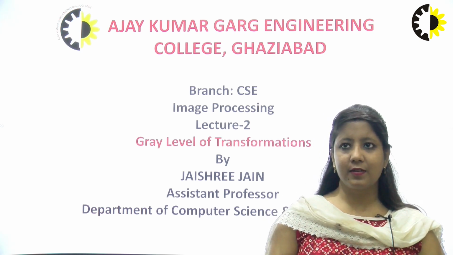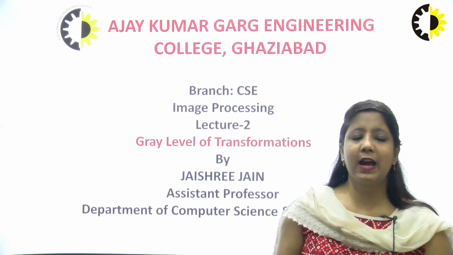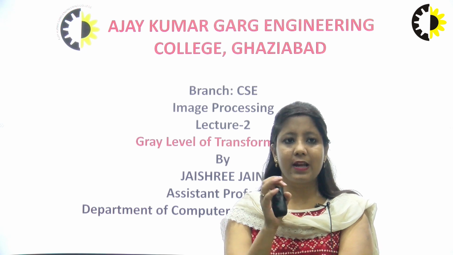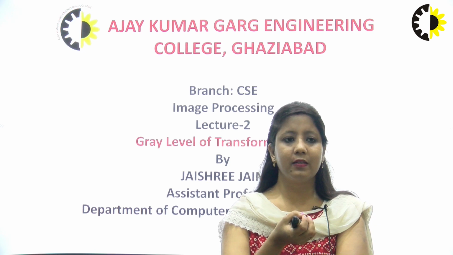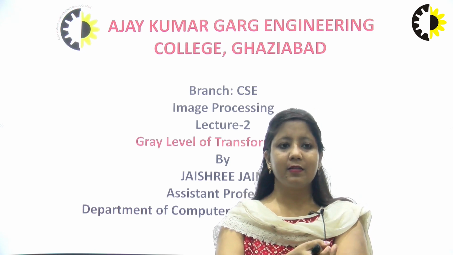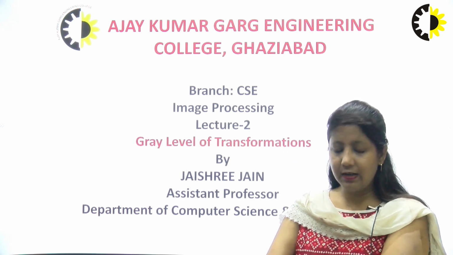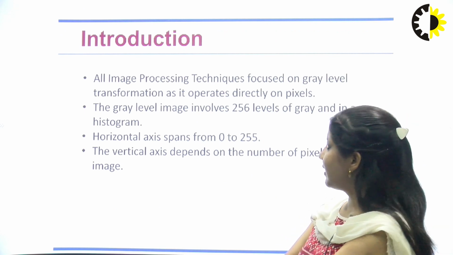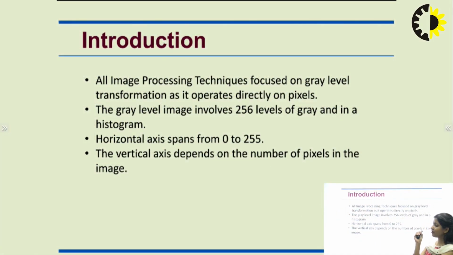Before applying any filter on the image, we have to transform the image pixels so that we can process them, we can compress the image, and we can apply different filters on the image. So we have to perform certain transformations. We will learn today what the different gray level transformations are. Basically, we can say all image processing techniques focus on the gray level.